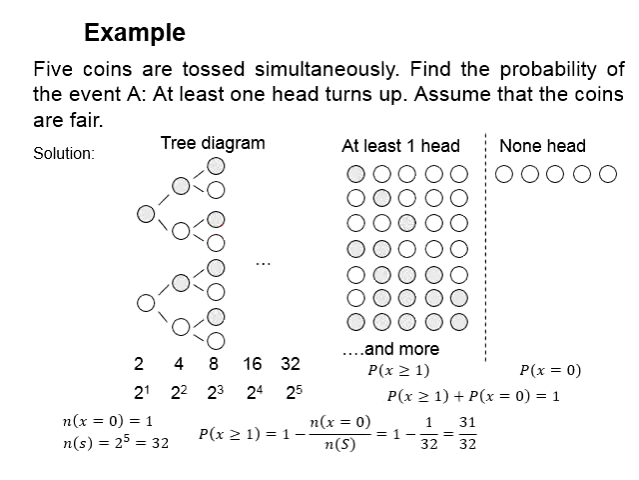Next, we look into another example. 5 coins are tossed simultaneously. The question asks us to find the probability where at least one head turns up, assuming that the coins are fair. You know that tossing a coin will give you either head or tail. A fair coin will give you the chances of half-half.